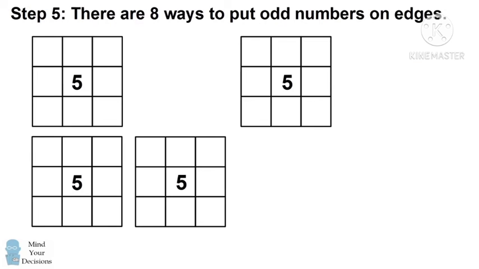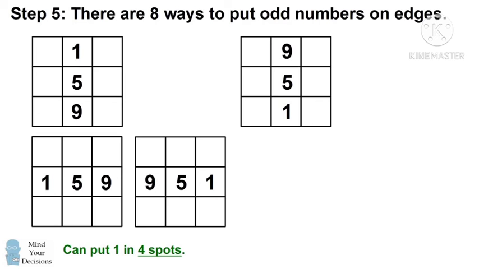We know that the number 5 has to be in the center. We can put the number 1 right above it. We can put it to the left of the 5. We can put it below the 5. And we can put it to the right of 5. Opposite the 1, we would have to have 9 in order to get to 15.